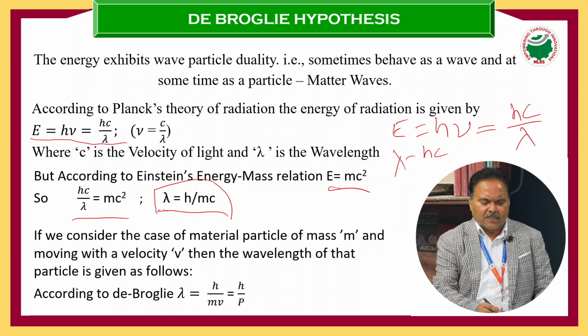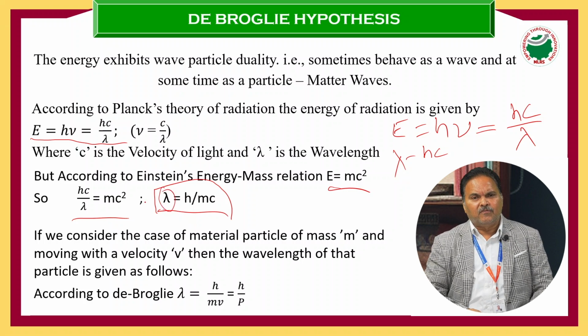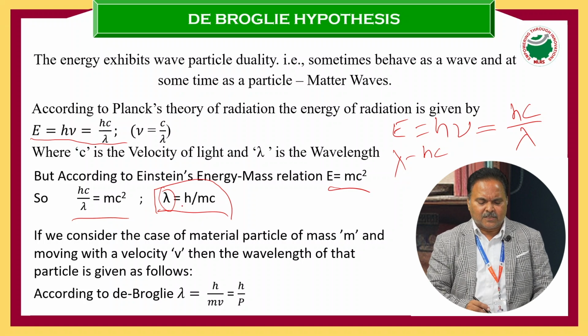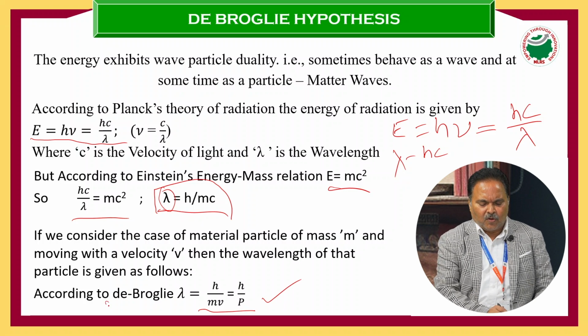This wavelength is called the de Broglie wavelength. If it is a particle of mass m moving with velocity v, then the wavelength of that particle is given by lambda is equal to h by mv. Here c is replaced with the velocity of the particle. So it is nothing but h by p, where p is the momentum, which is mass into velocity. This is the de Broglie wavelength.